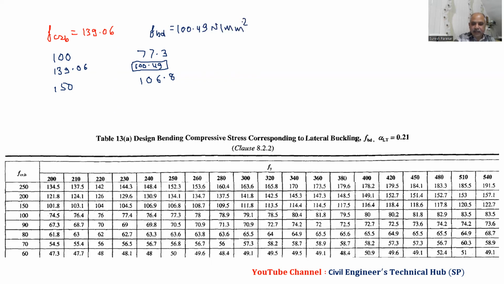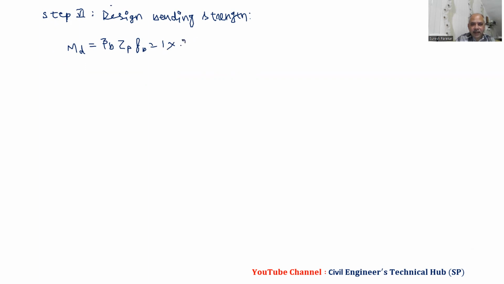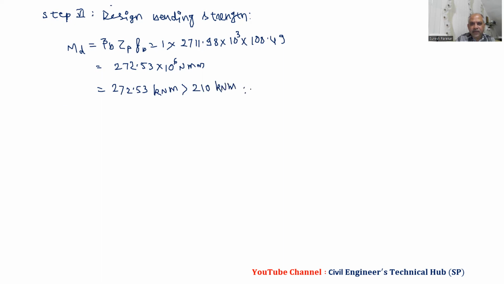So that is the next step, step 6, design bending strength. Md is equal to beta b Zp into fbd. Now beta b is 1, Zp we have 2711.98 into 10 raised to 3 into 100.49, and this comes equal to 272.53 into 10 raised to 6 Newton millimeter, which is 272.53 kilonewton meter, greater than 210 kilonewton meter, and therefore safe.